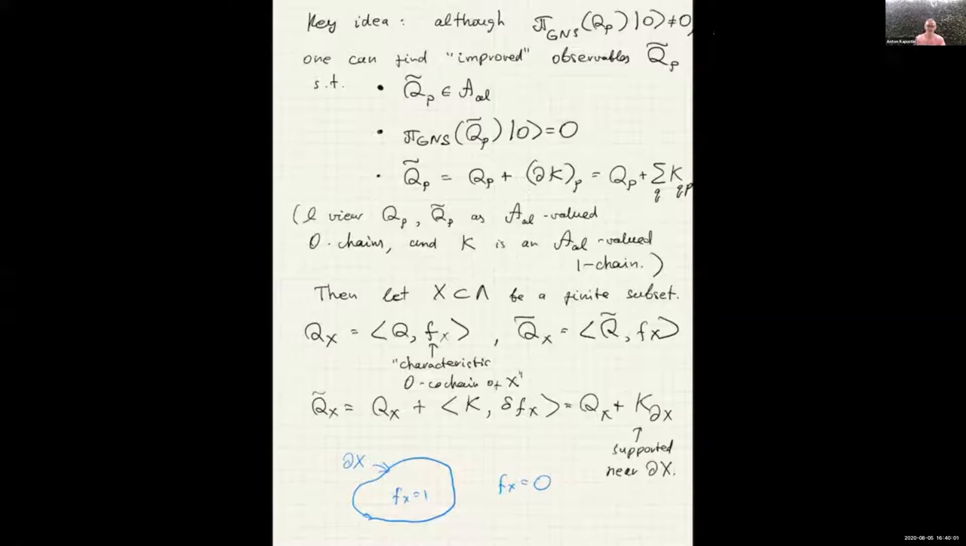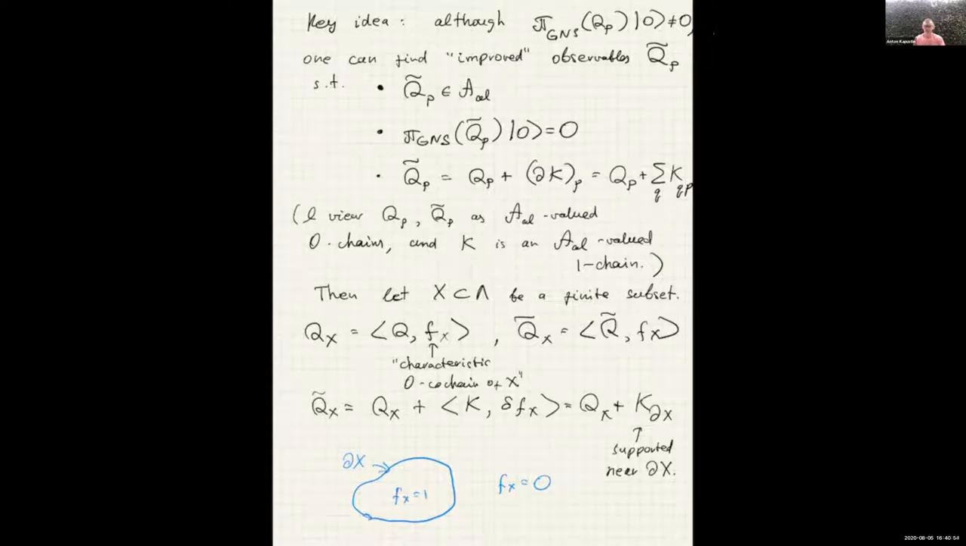However, one can find improved observables, I call them Q tilde, such that they do annihilate the vacuum, and such that this new improved charge on the site P is actually the same as the old one up to this kind of term. So formally, if you sum over all P, this extra term drops out. In that sense, Q tilde P is as good as Q P, because after you sum over all the sites, there's no difference between them. And here, this K is antisymmetric in Q and P, some operator depending on a pair of points. So this improvement doesn't change the total charge, but it gives you a charge that annihilates the vacuum point-wise.